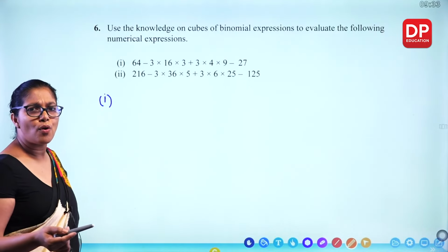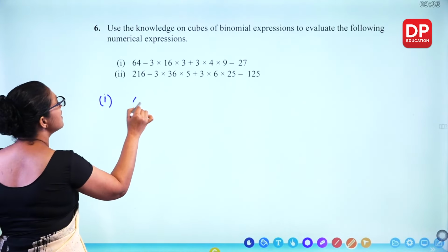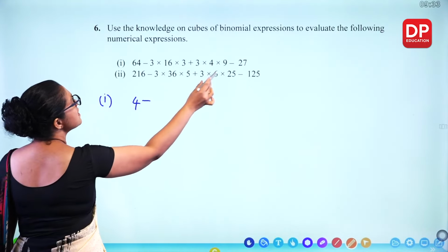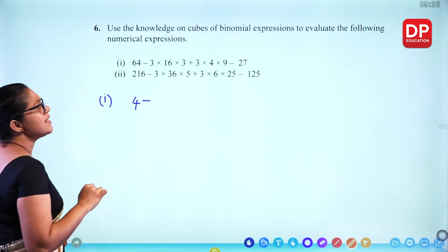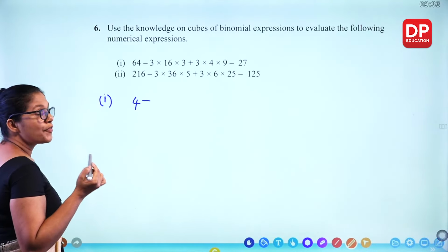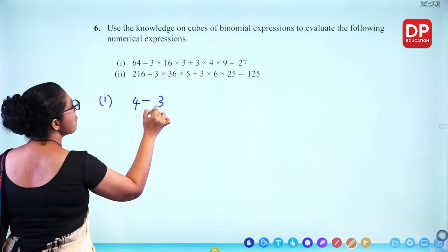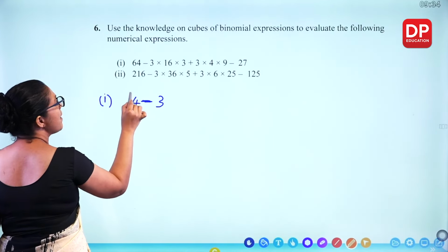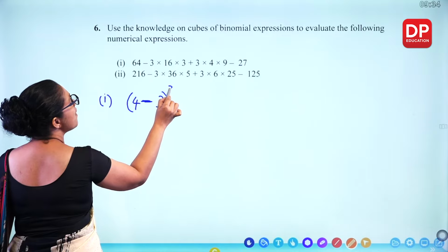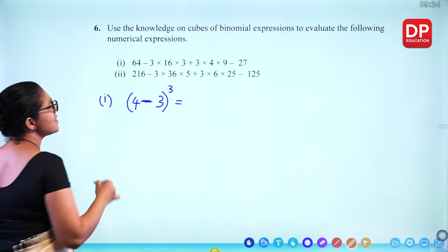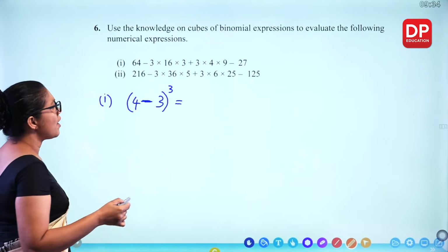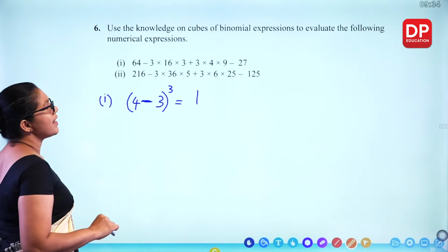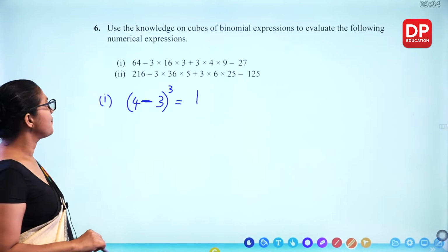What is 64? 4 to the power 3. And what is this one? 27 is 3 to the power 3. This is plus minus, which means definitely this should be minus. And this one power 3. So what's the answer? 4 minus 3 is 1. 1 to the power 3. You are getting 1 as the answer.